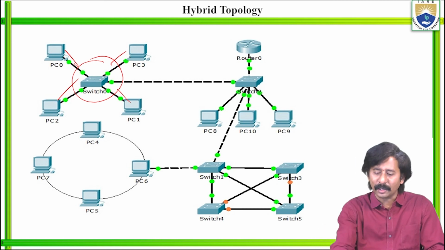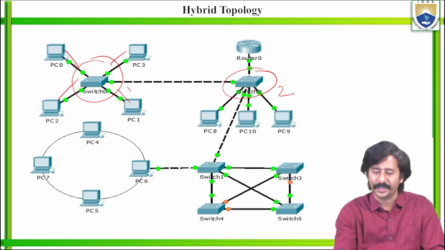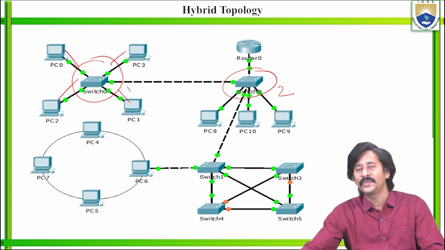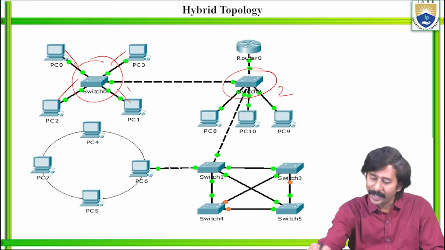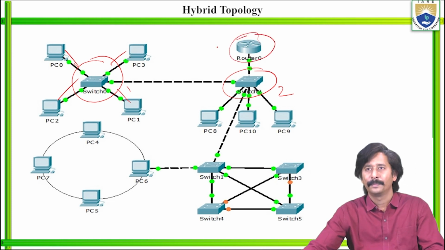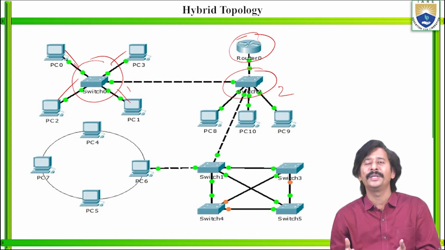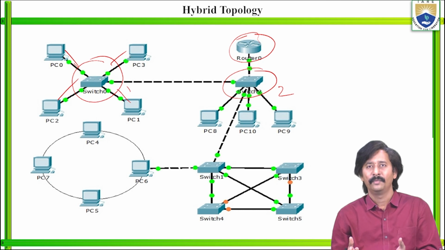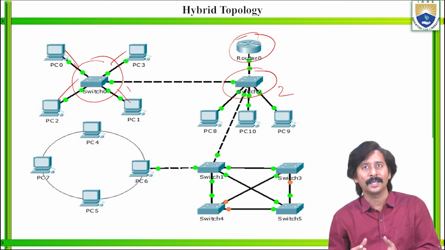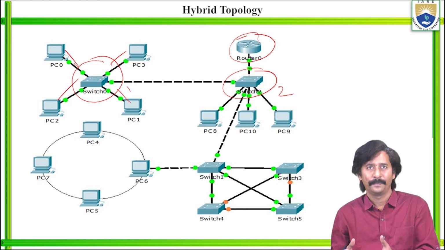There is communication between switch and switch. This is one switch, this is the second switch, and there is a router also. How do the various components communicate with each other without any data loss? Just assume that there is no data loss.